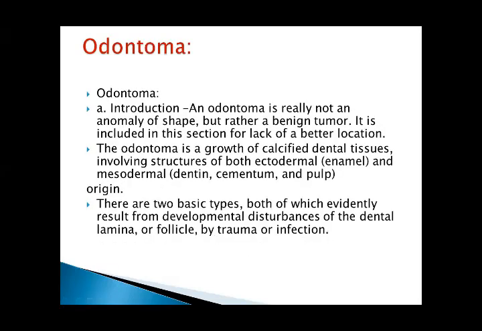Odontoma. Odontoma is really not a benign event. It is included in this section for completeness. Odontoma is a growth of calcified dental tissues involving both ectodermal enamel and mesodermal dentine, cementum, and pulp origin. There are two basic types, both of which evidently result from developmental disturbances of the dental lamina, or of the follicle by trauma or infection.